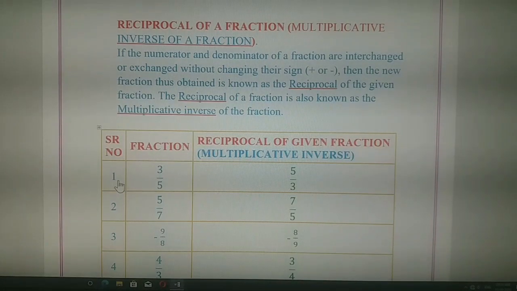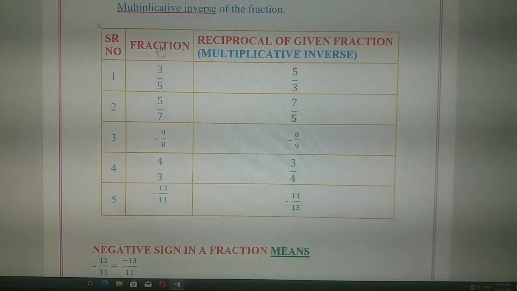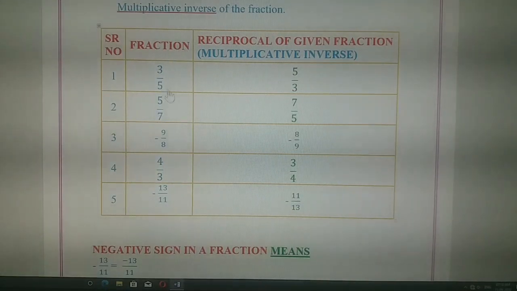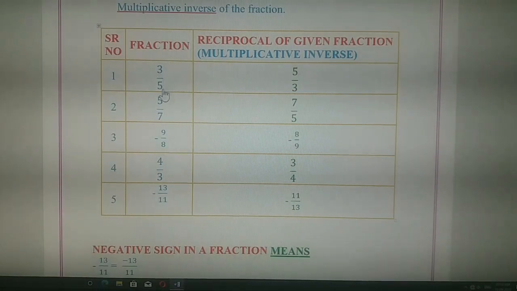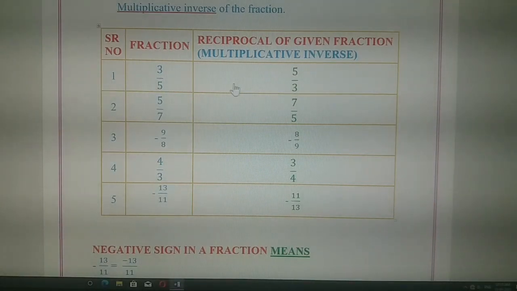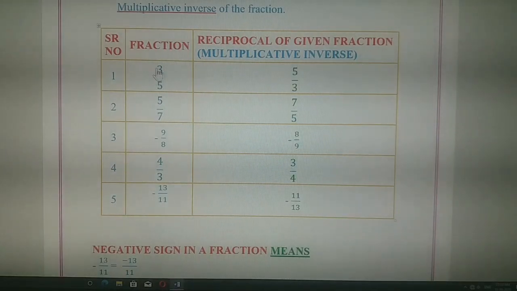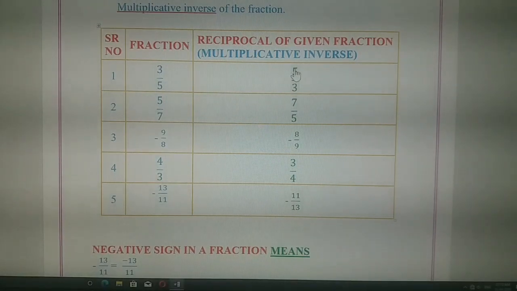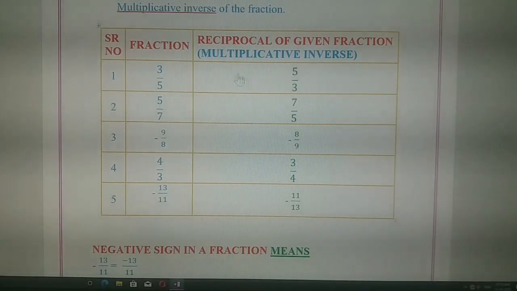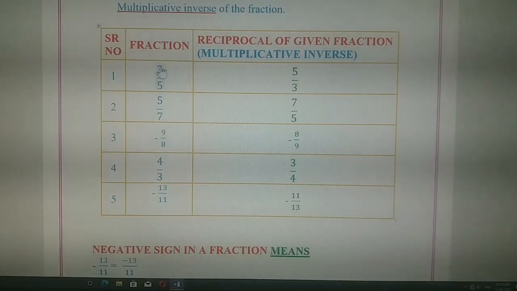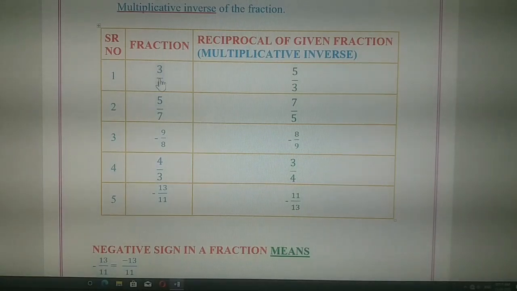Let us see some examples. The first example of the fraction is given 3 upon 5. Now 3 upon 5's reciprocal will be 5 upon 3. Just the denominator 5 will go in the numerator and the numerator 3 will go in the denominator. So 3 upon 5 will become 5 upon 3. So 5 upon 3 is the reciprocal of 3 upon 5. 5 upon 3 is also known as the multiplicative inverse of 3 upon 5.